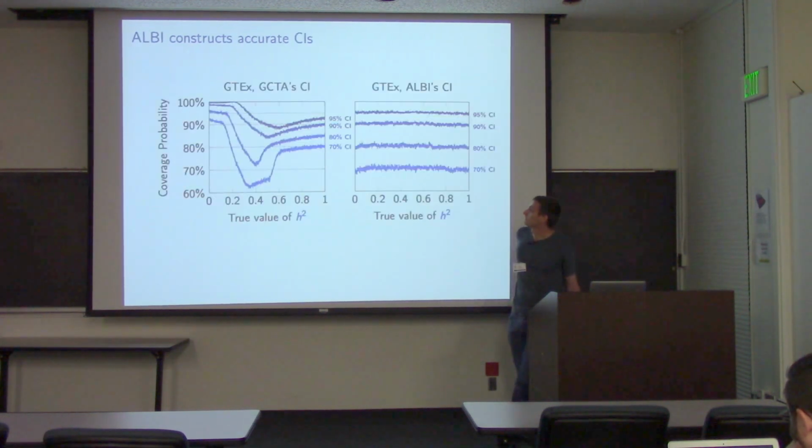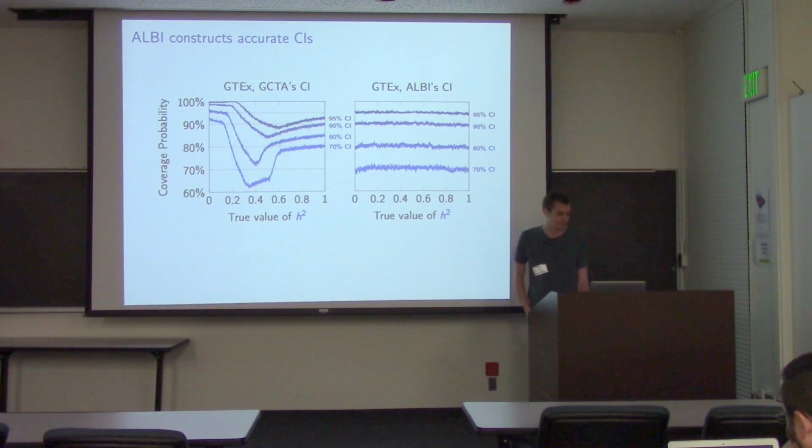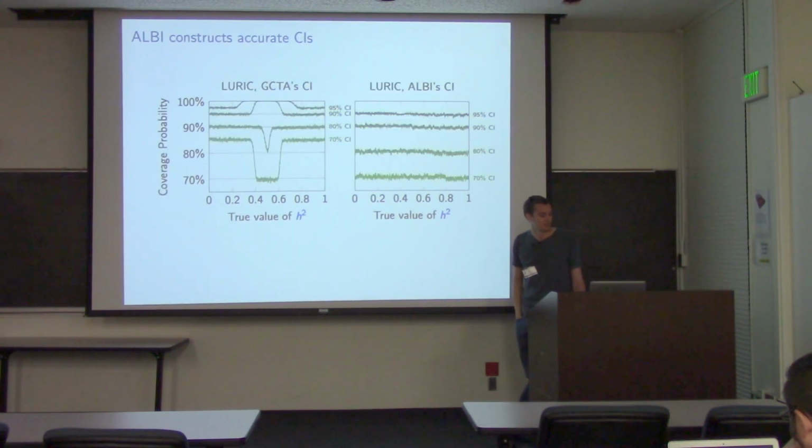Let's skip this part. So here's what happens when we run this method on the GTX data. Instead of having all these skewed lines after building the accurate CIs, we get exactly the lines that we need. Everything is exactly at the right accuracy. And the same for Lurik.